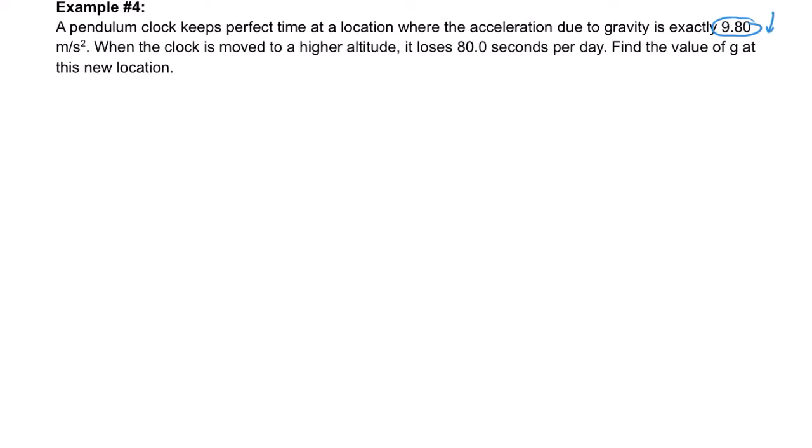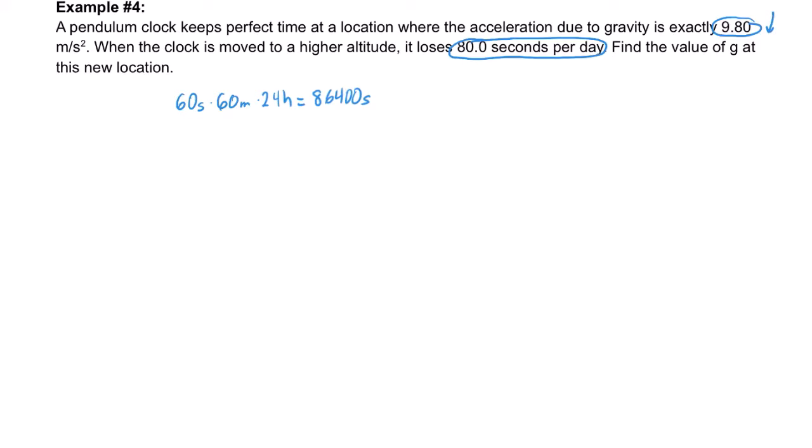Now it says when the clock is moved to a higher altitude, it loses 80 seconds per day. So we're going to try to find the value of g at this new location. All right, so the first part of this is to figure out how big of a deal that 80 seconds per day is, a minute and 20 seconds, right? So what we're going to do is find out how many seconds there are in a day. So 60 seconds per minute, 60 minutes per hour, and then 24 hours per day, because it says it loses 80 seconds per day. So let's find out how many seconds there are in total.